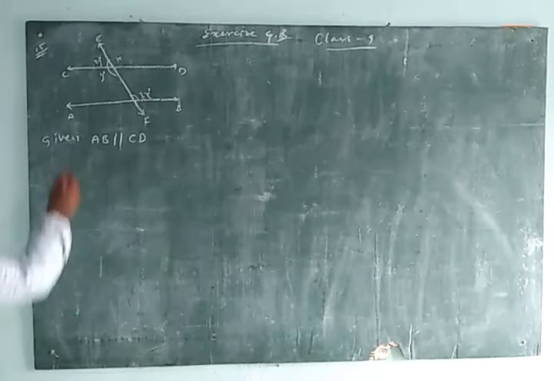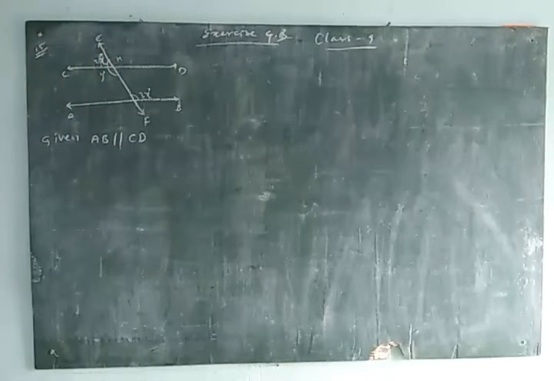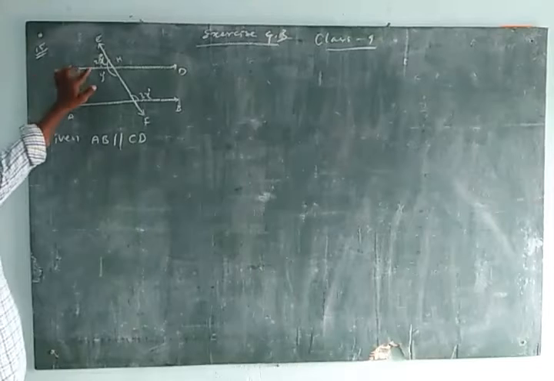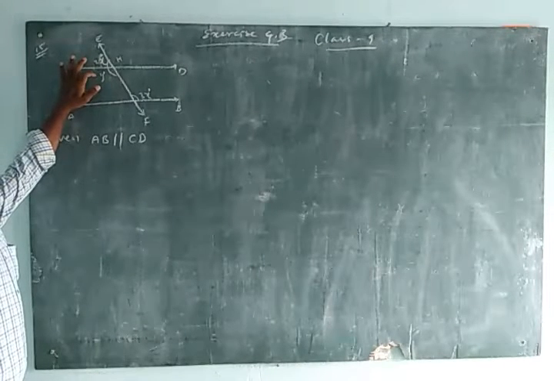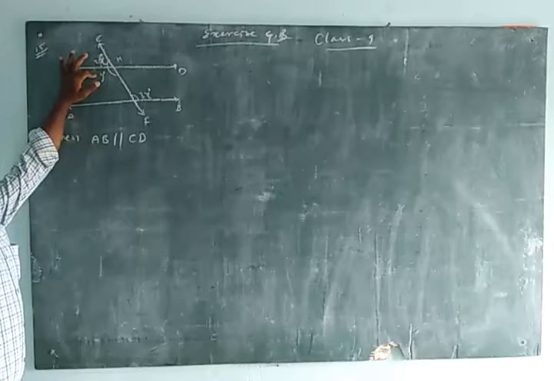Now, what is here? 2x degrees, y, and 3x degrees. Here 2x plus y is equal to how much do you get? It is the same side of the transversal, 2x and y. It is a linear pair.